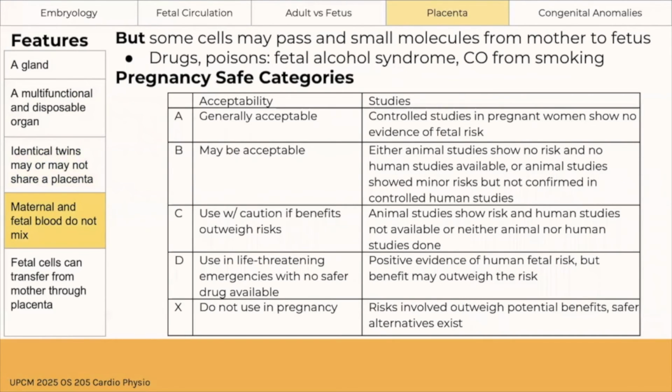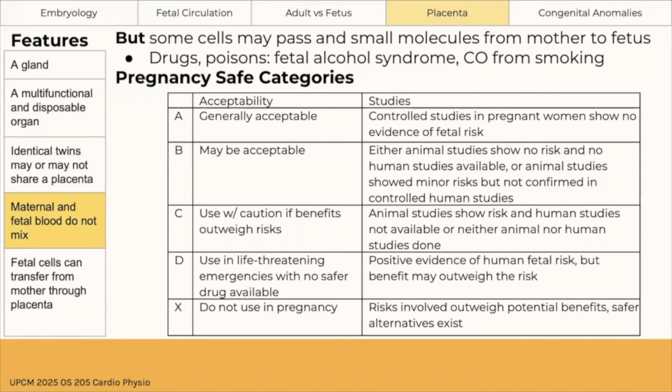So next is that maternal and fetal blood do not mix. However, some cells may pass, and especially small molecules from the mother to the fetus. So this includes drugs and poisons. This is why you have fetal alcohol syndrome and the transfer of carbon monoxide from smoking from the mother to the fetus.